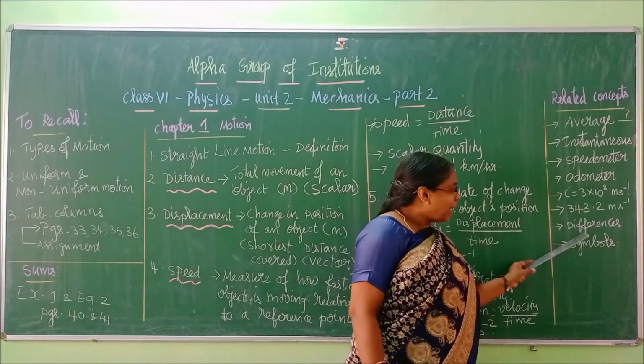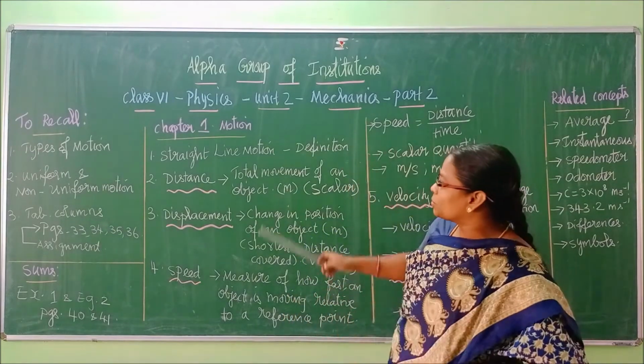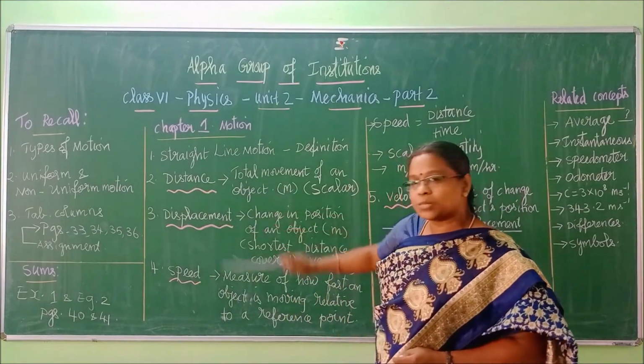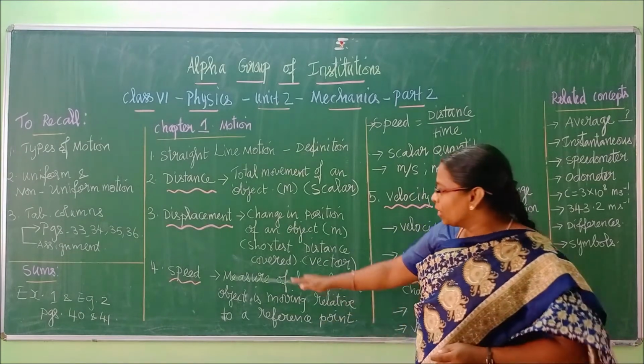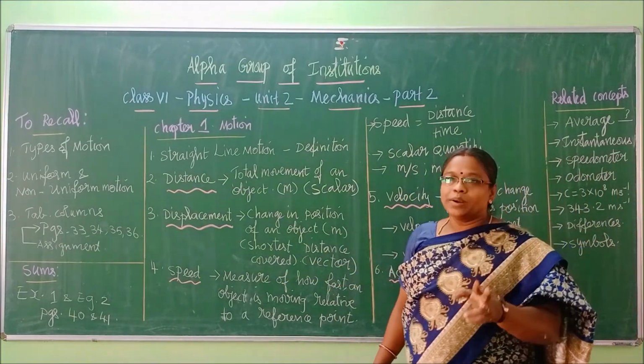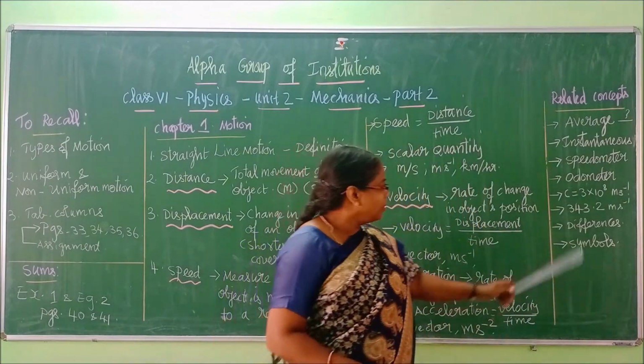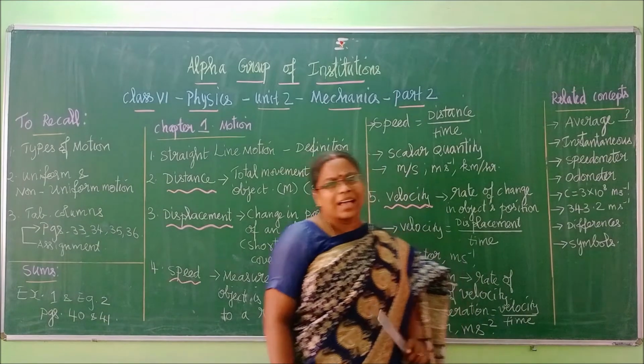Now there are some table columns in your book which tell you the differences between distance and displacement. Another table column is for speed and velocity. Go through them, they are very important questions. The concepts I have explained. Then we have symbols. This is the last concept.